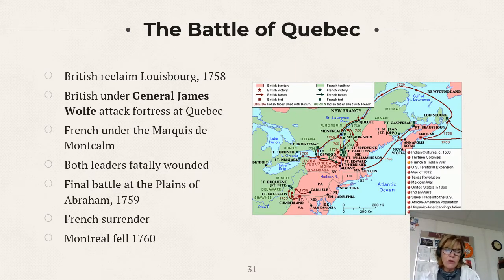So the battle for Quebec, as we led up to that, we have General James Wolfe, who is the commander of British forces up there, and he is in opposition to the Marquis de Montcalm of France. The fighting takes place up on this huge cliff that the British scale. The British are able to defeat the French. The French surrender, and Montreal then would fall in 1760.